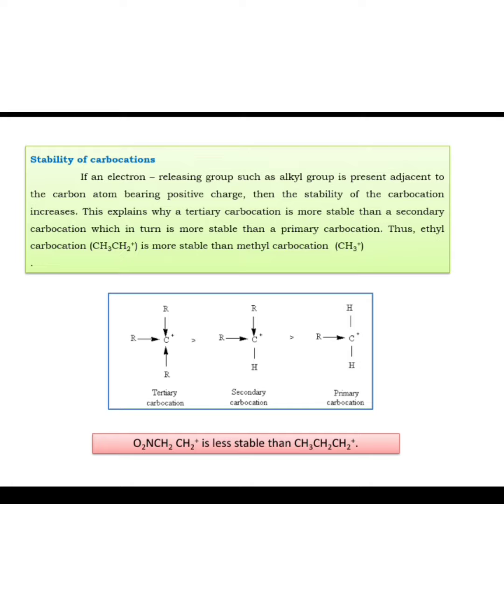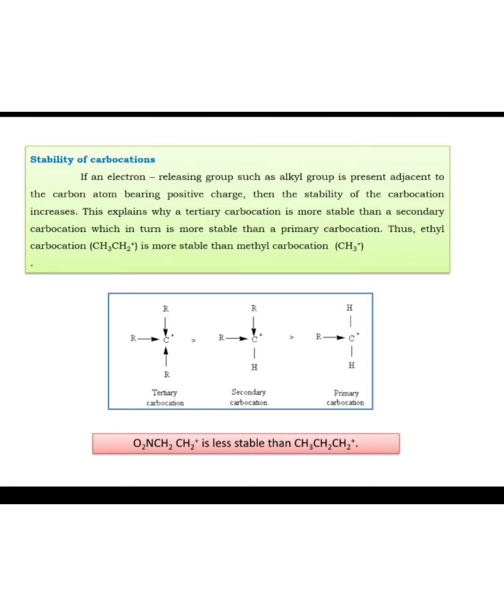In the tertiary carbocation, the carbocation C plus bears three alkyl groups. I have shown the arrow mark, that is, these alkyl groups release the electron towards the carbon atom bearing positive charge. Hence it is more stable than the secondary carbocation which bears two alkyl groups, and that is more stable than the primary carbocation which bears a single methyl group or single alkyl group.